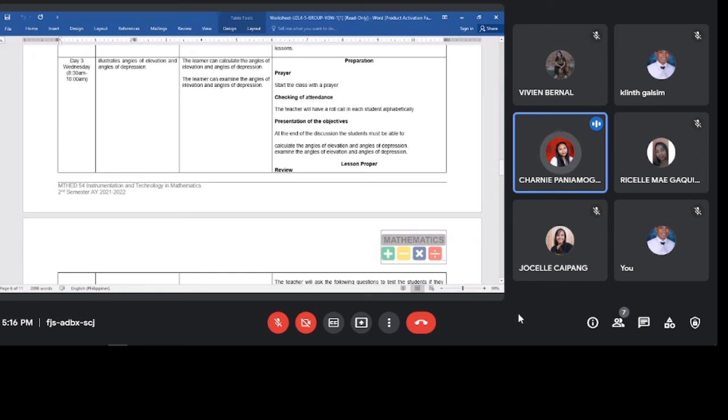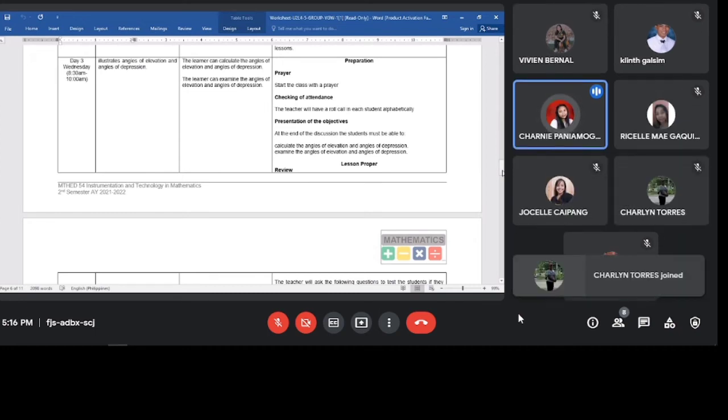For the daily procedures, for the preparation, the class will start with a prayer. Next, the teacher will have a roll call of each student alphabetically. Next is the presentation of the objectives. The first objective is to calculate the angles of elevation and angles of depression. Second is to examine the angles of elevation and angles of depression.